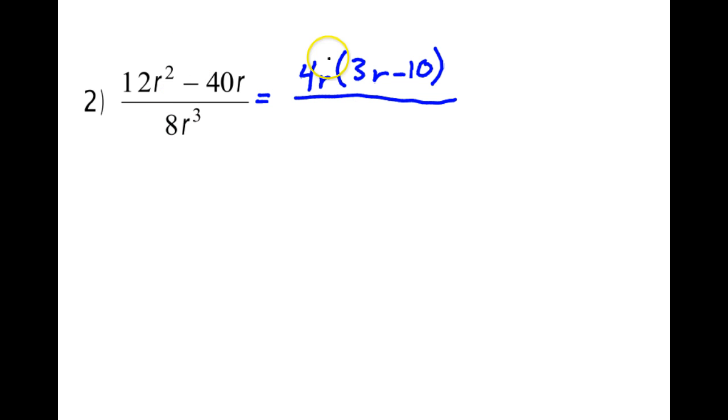And then on the bottom, seeing how there's a 4R on top, I'm going to factor the bottom as 4R. And then times what? 2R squared. The 2 and the 4 make 8, and then we have an R, so we need an R squared to make R to the 3rd.